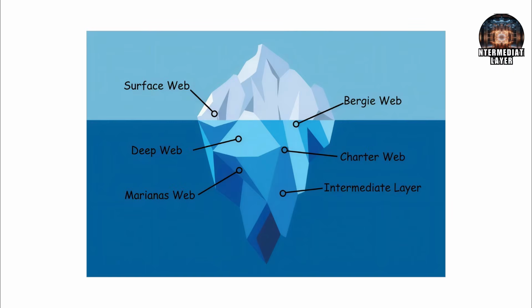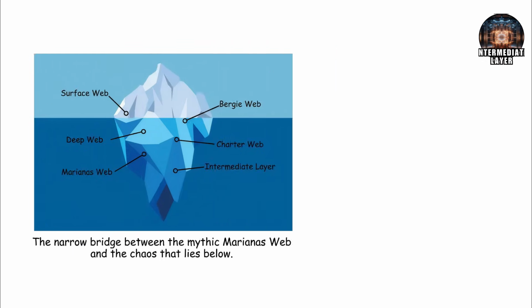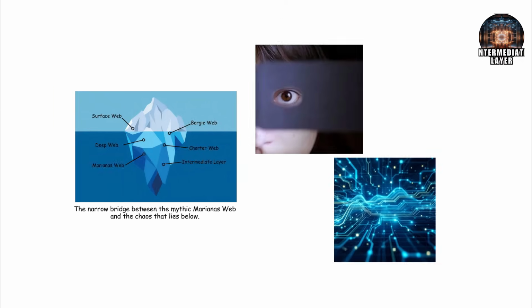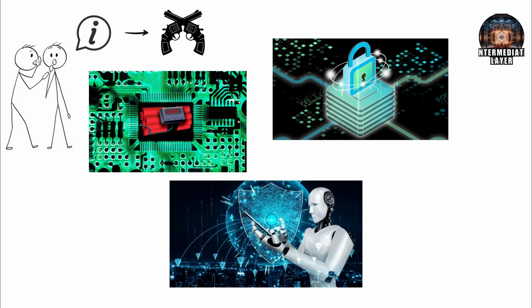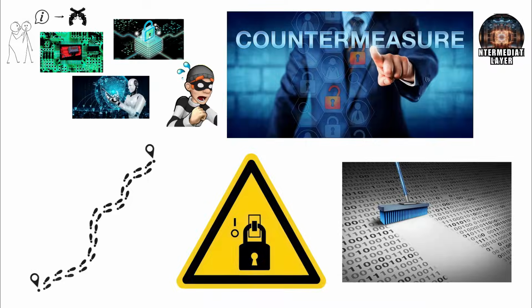At this stage, we reach what's known as the intermediate layer, the narrow bridge between the mythic Marianas Web and the chaos that lies below. Very few claim to have seen it, and even fewer dare to describe what happens here. This level is rumored to be the threshold where information becomes a weapon. Servers are said to be protected by self-destructing code, quantum encryption, and AI-driven defense systems that activate the moment an intruder is detected. Every attempt to access data here can trigger countermeasures, tracebacks, lockouts, and even full data wipes.